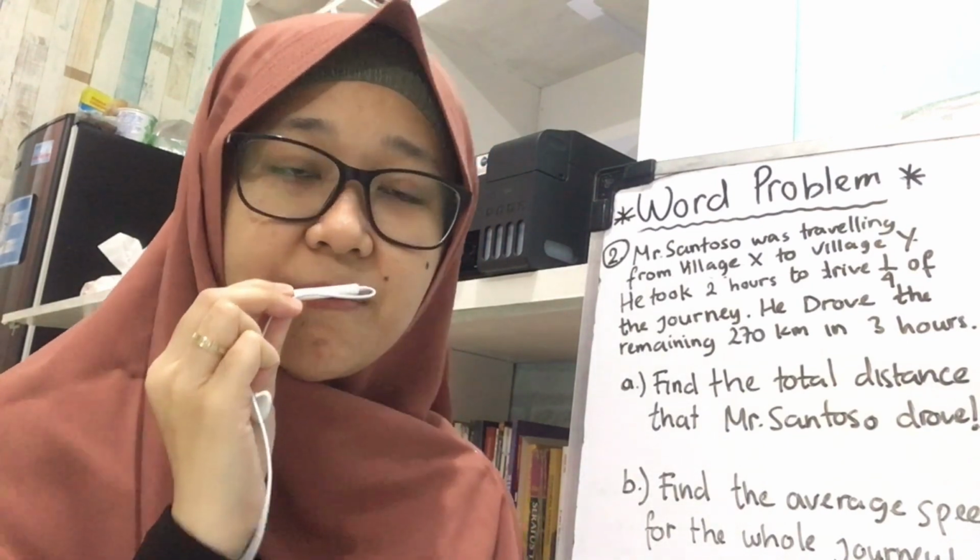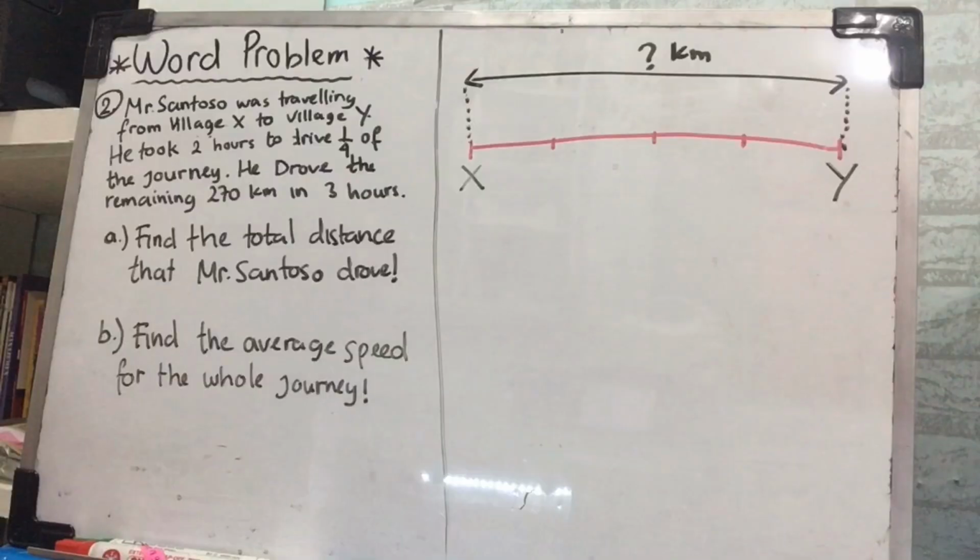Okay, next to the example of the second problem. For the second example, please open your book, page 201. Mr. Santoso was traveling from village X to village Y. He took 2 hours to drive 1/4 of the journey. He drove the remaining 270 kilometers in 3 hours. The question is A. Find the total distance that Mr. Santoso drove. B. Find the average speed for the whole journey.